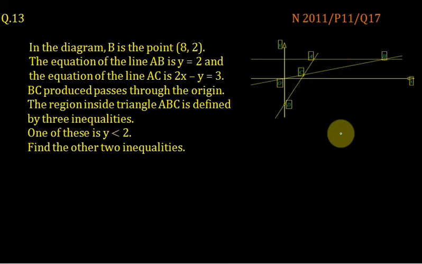Question number 17, paper 1, variant 1, November 2011. In the diagram, B is the point (8, 2). The coordinate of B is given as (8, 2).